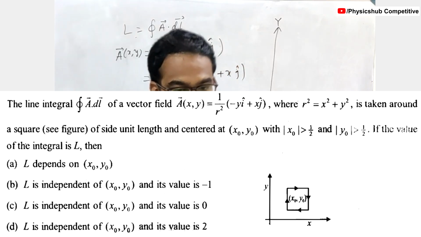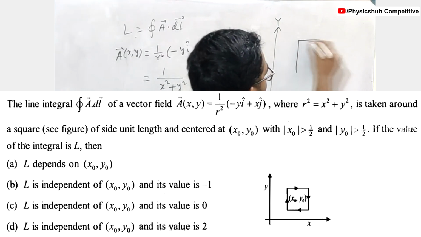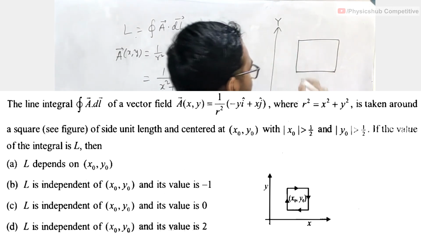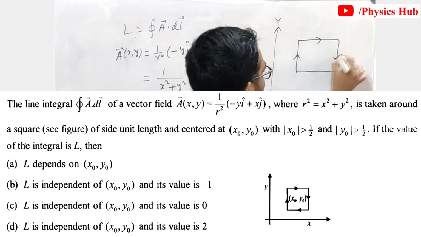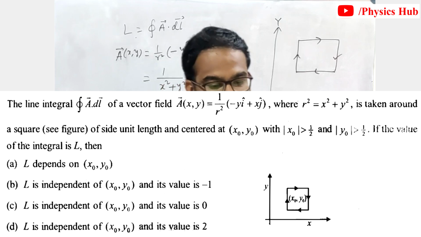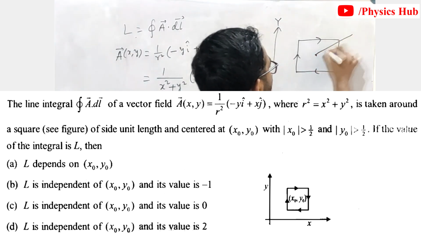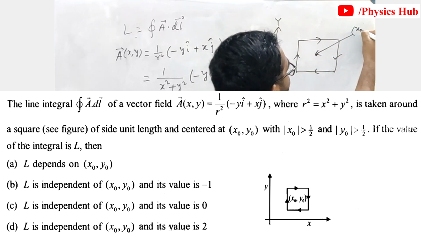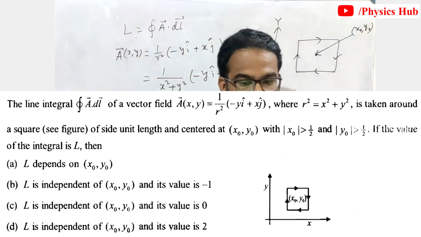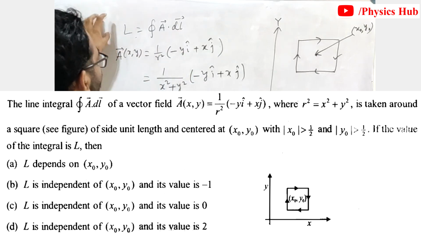The next, what is given to you? It's taken around a square. So let's draw the square. It is of side unit length and centered at x naught, y naught. So let's say this is the center. This center is given to you as x naught, y naught. Now we have to find out the value of this integral A dot dl.